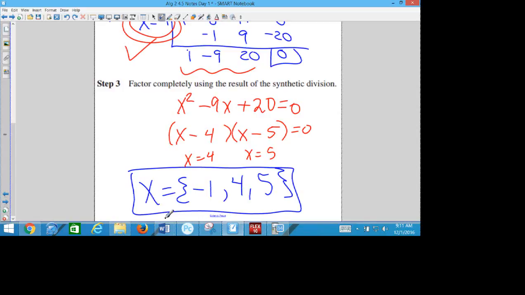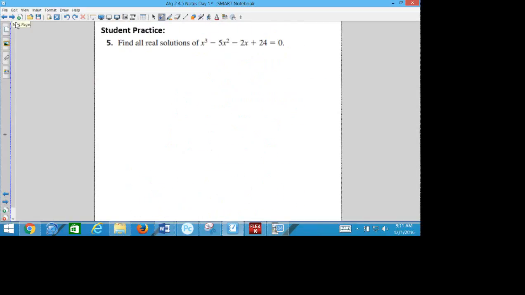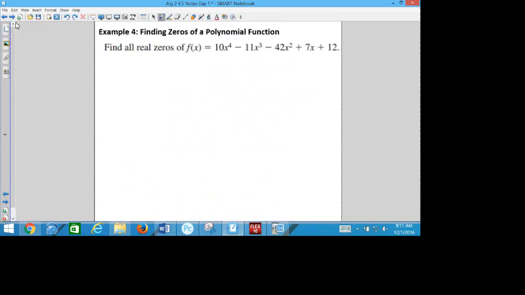Question? Next example. Last example. What if the Q is not 1 was her question. So I'm going to skip the student practice for a moment. We can go back to it if we need to, but I want to go to example 4. Make sure that we do that before you leave.